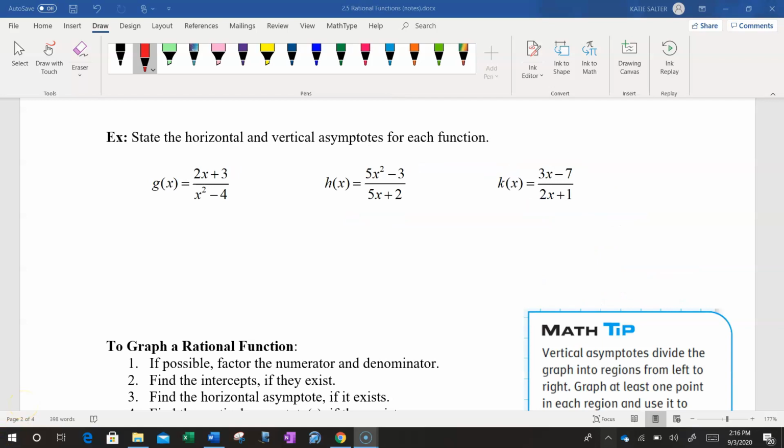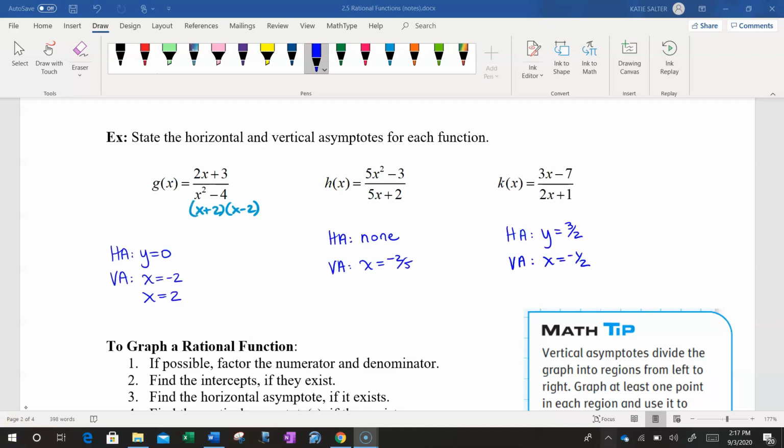So for each of these functions, I would like for you to state the horizontal asymptote and the vertical asymptote. Remember, vertical asymptotes are where the function's undefined. So to find those, we set the denominator equal to 0 and find what values will make the denominator equal to 0. Pause the video. When you're finished, start the video back.